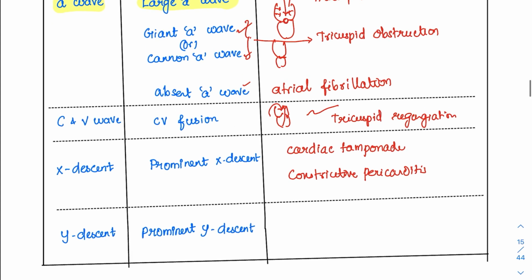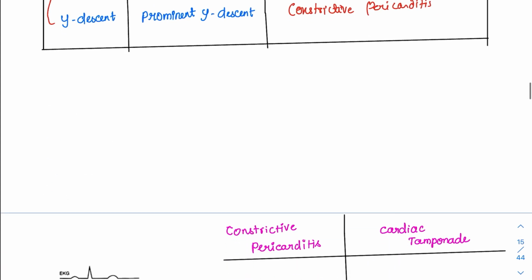Then there is prominent Y descent. In which condition can prominent Y descent happen? It can happen in constrictive pericarditis. So basically what the question can be is, they will give you a scenario and some clues to identify whether it is a cardiac tamponade or a constrictive pericarditis. So our job is to differentiate between these two diseases. How will you differentiate? Let's see the diagram of them.